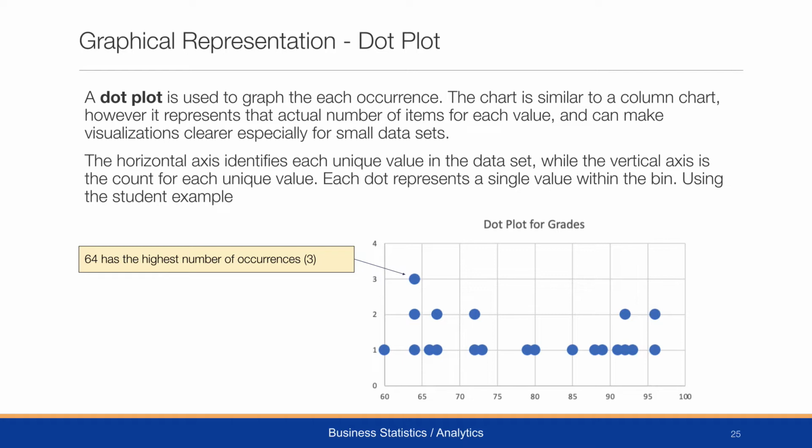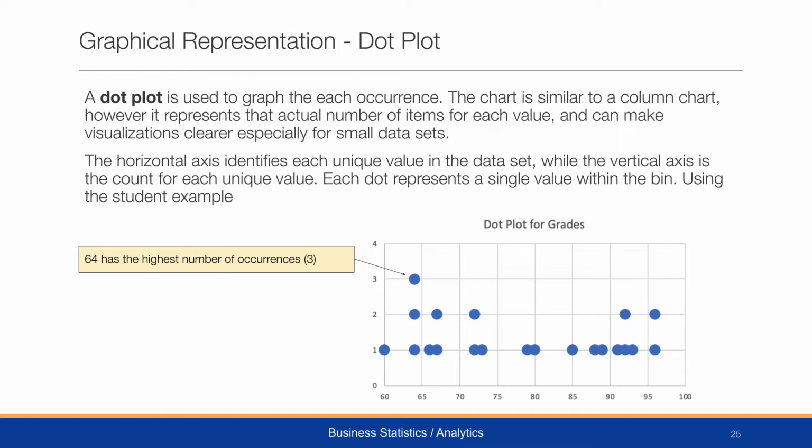A dot plot is used to graph every single occurrence, and it's similar to the column chart that we had shown before. It just represents the actual number of each value, and it can make visualizations clear for small data sets. So here we took every single observation and we plotted it on this graph, and this would be in Excel a scatter plot where it was 64 and we had 3 of them, so 1, 2, and 3.